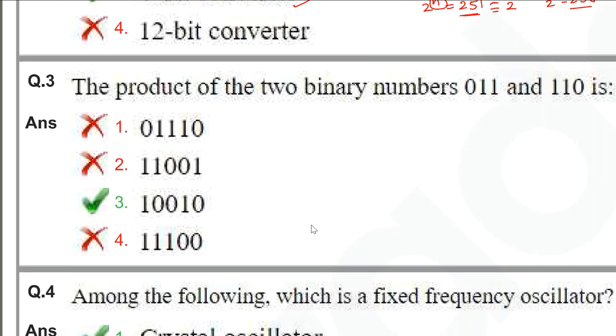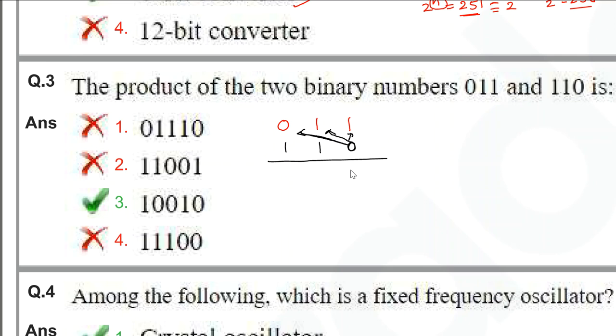Next question. It is also from digital electronics. The product of two binary numbers, 011 and 110. Then what will be the product here? So first of all, what will we take? We take this 0 and multiply with this 1, after that 1 here, after that 0 here. Okay, so this is the process.